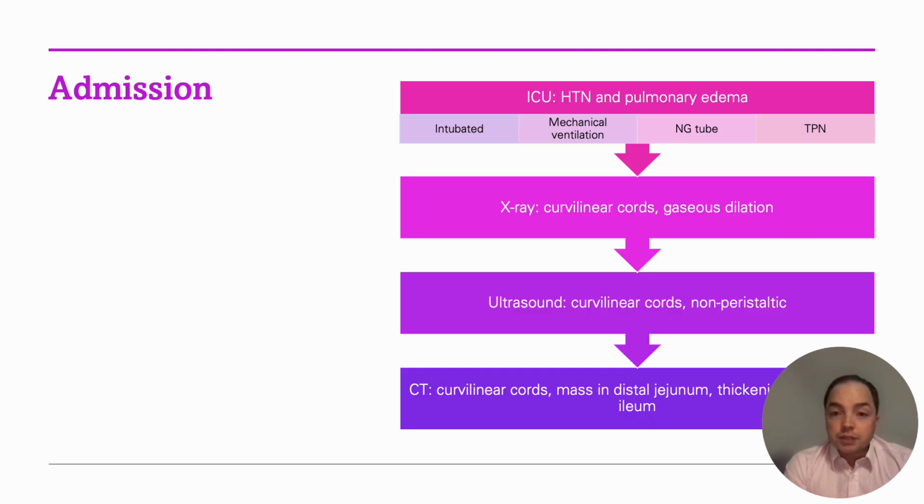The patient was admitted to the ICU with hypertension and pulmonary edema, which necessitated her being intubated and placed on mechanical ventilation, a nasogastric tube, and total parenteral nutrition. The imaging showed cords in the small intestine, with X-ray showing a gas buildup, the ultrasound showing a lack of peristalsis, and the CT showing a mass in the distal jejunum and a thickening of the ileum that seemed to indicate tissue necrosis.